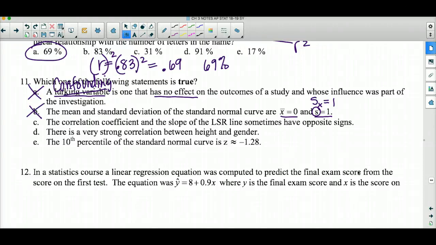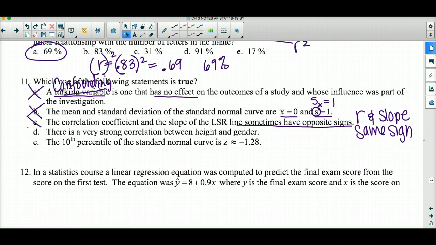The correlation coefficient and the slope sometimes have opposite signs. False. Your slope and your R have the same sign. So that's a no. There is a very strong correlation between height and gender. All of the men are tall, all of the women are short. All women are tall. Can you say no?